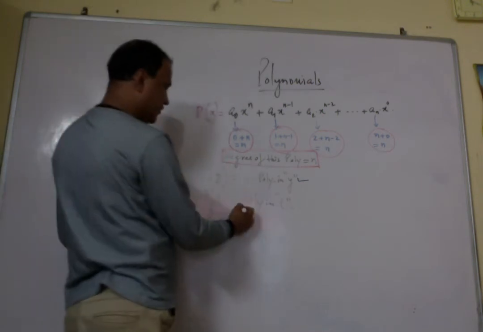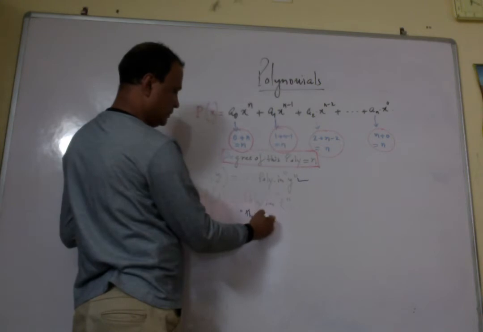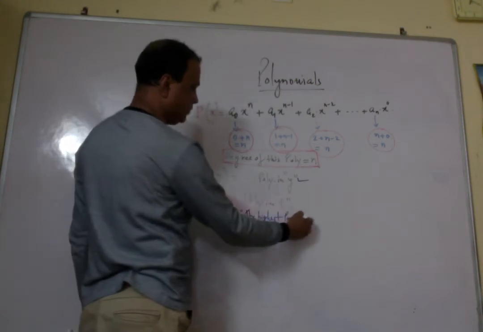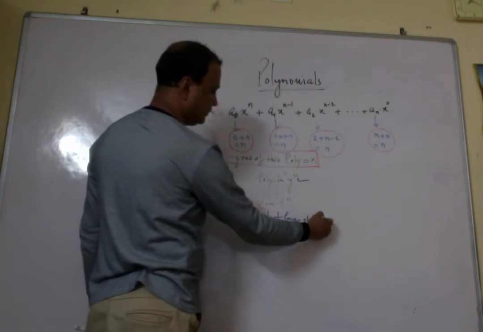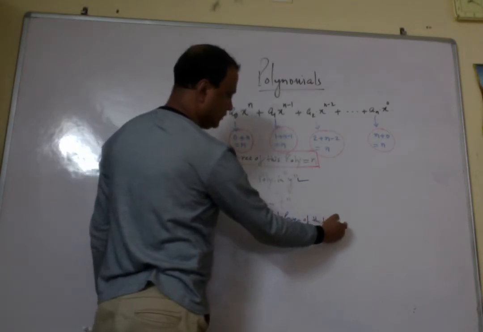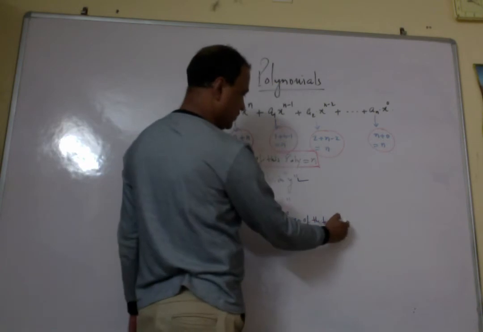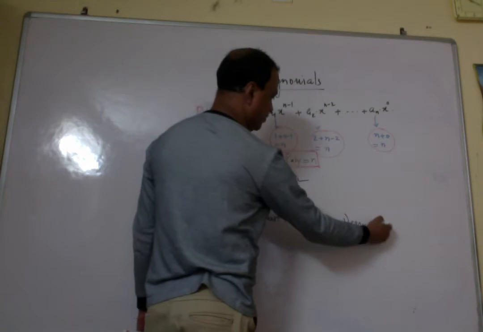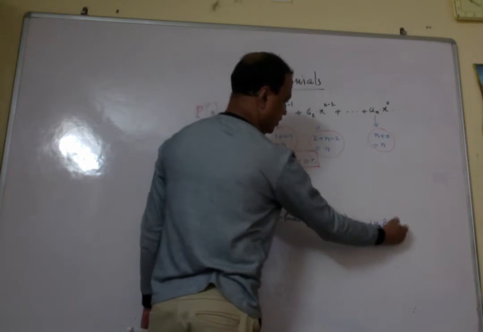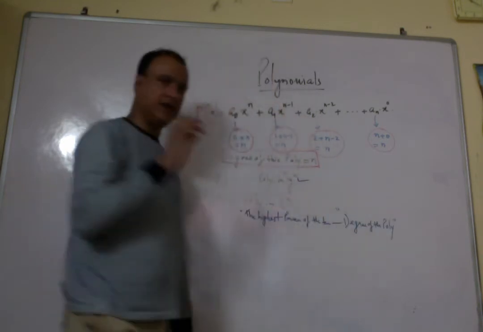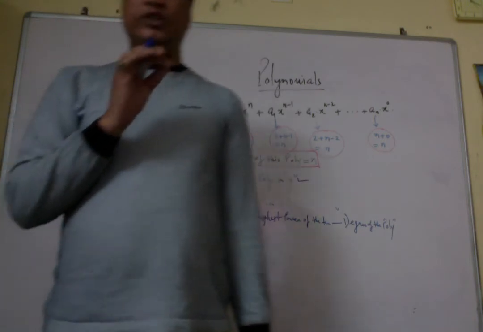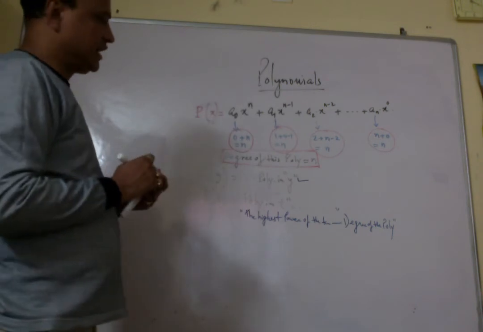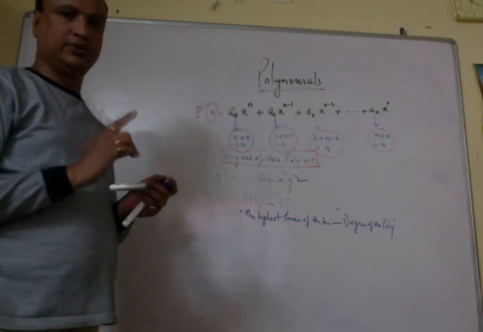The highest power of the variable in the term is called the degree of the polynomial. So degree means the highest power, maybe in terms of x, y, or t. That highest power is called the degree of the polynomial.